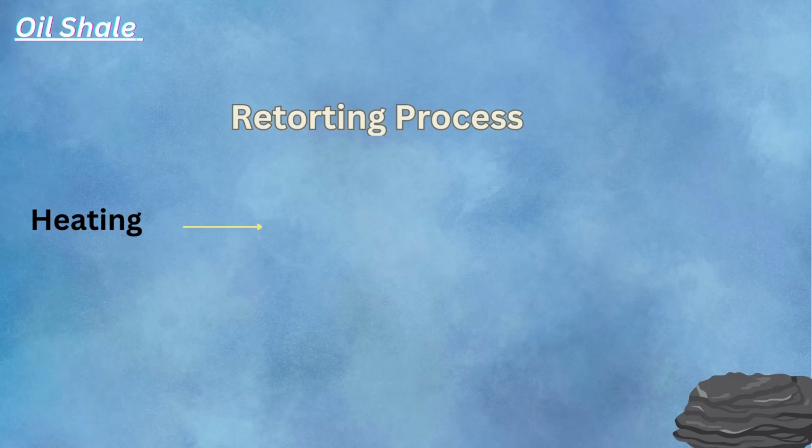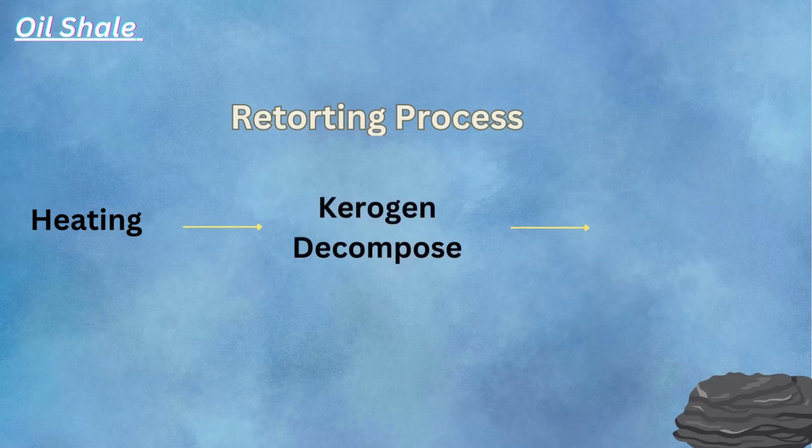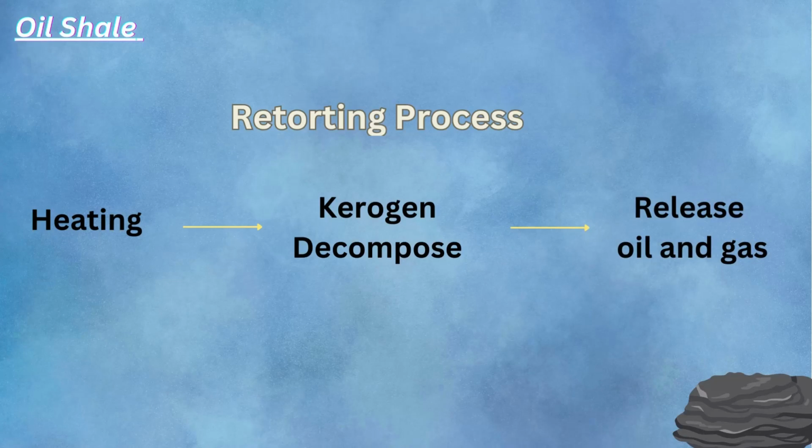It involves heating the oil shale rock to extremely high temperatures, often over 500 degrees Celsius, in the absence of oxygen. This causes the kerogen within the oil shale to decompose and release the oil and gas, which can then be collected and processed.